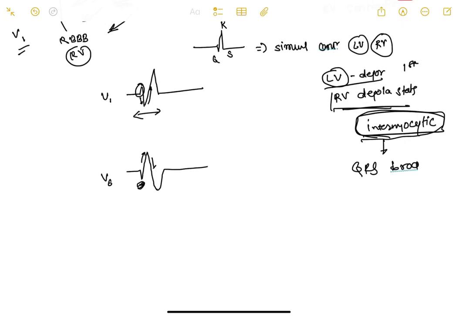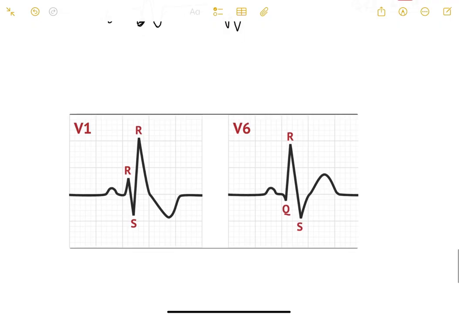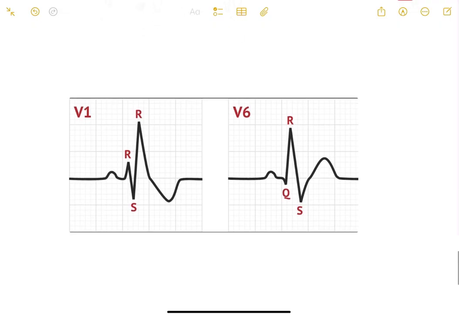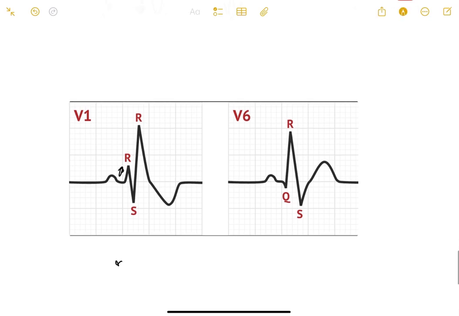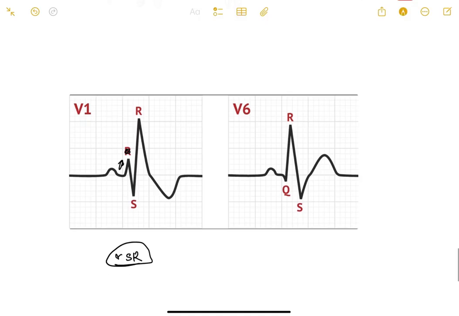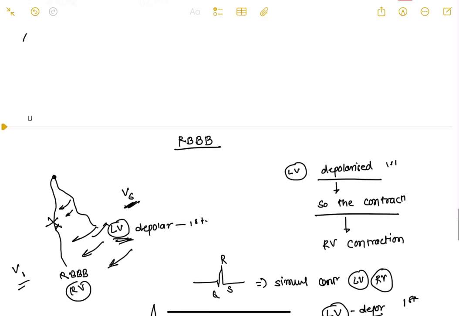So just see, we can get this M pattern in V1 and here we can get a W pattern in V6. Please appreciate this ECG. In V1 this is an RSR pattern. So it is an RSR pattern. Okay, so this is the ECG of right bundle branch block.